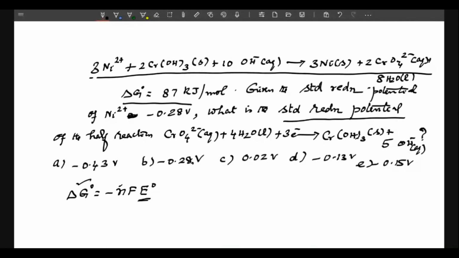The cell EMF is given as E cell is equal to the oxidation potential of the anode plus the reduction potential of the cathode, that is what we have studied. Did we study it the other way around?